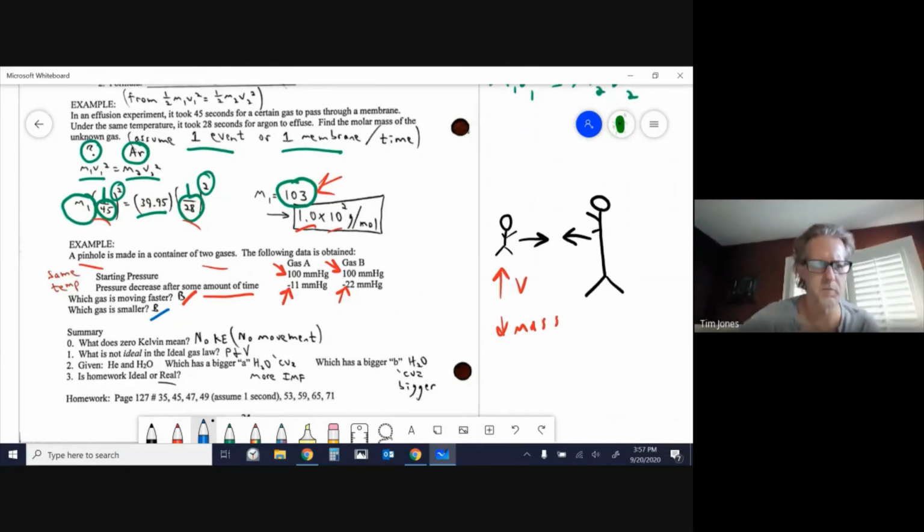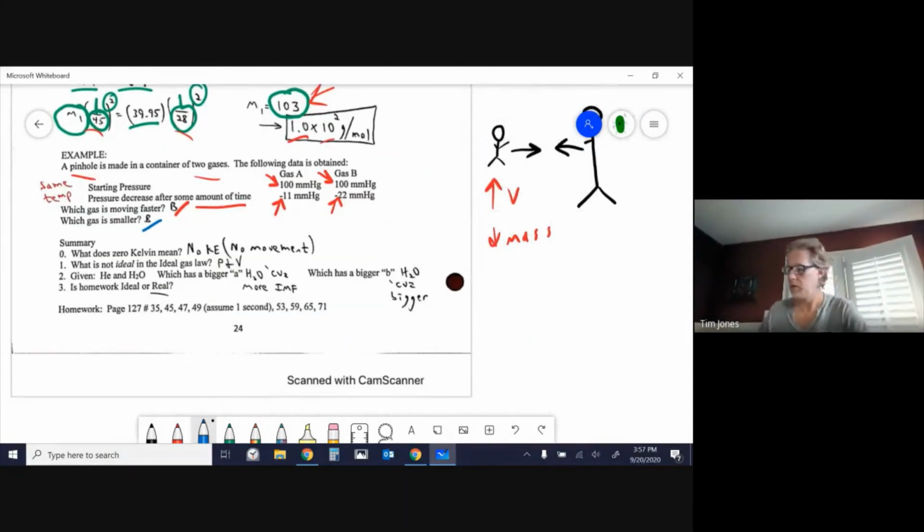All right, some review down here. 0 Kelvin means no energy, no movement. What's not ideal about the ideal gas law? Pressure and volume. Given helium and water, basically when it says who has a bigger A value and a bigger B value, the constants, it's saying who is less ideal.